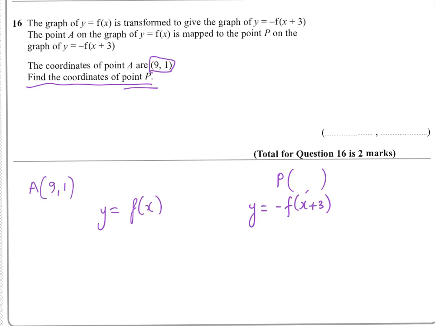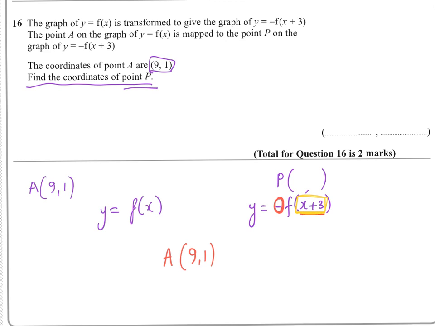Now, I'm not going to go into massive detail here, but we've got two things going on. Something inside the bracket, which is always to do with changing the x values, and then something outside the bracket, which is always to do with changing the y values. That's the easiest way to look at it. And I always start within the brackets first. So I look at the point 9, 1, the coordinate, and first of all I'll look at this transformation here.